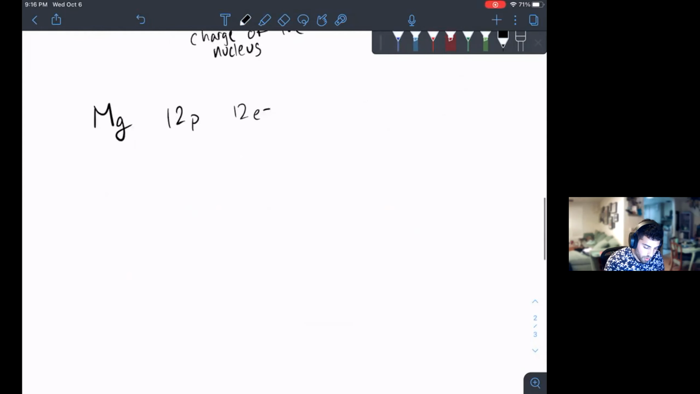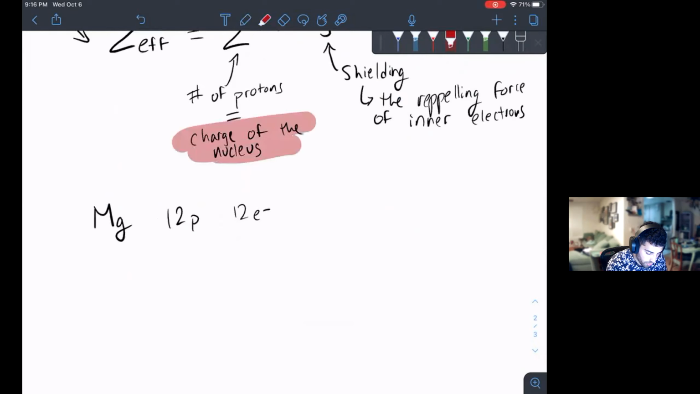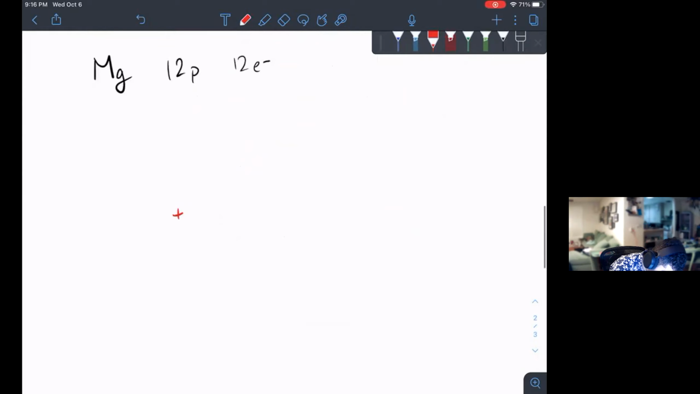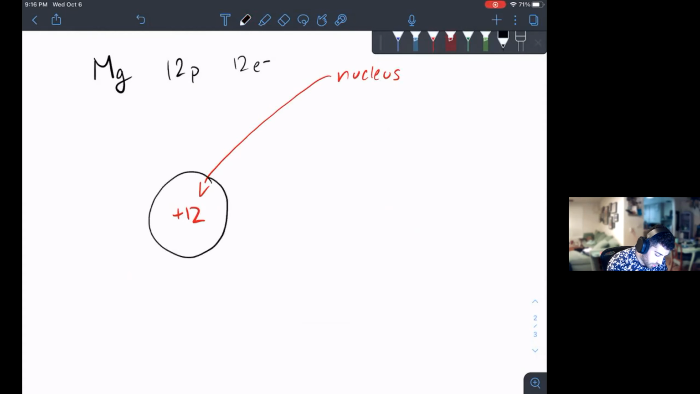So I'm going to draw that here. But instead of writing the nucleus by doing bubbles or writing Mg, no, I'm not going to do that. I'm going to erase all that. All I care about is the charge of the nucleus. And so 12 protons is going to create a plus 12 charge. So that's my nucleus right here. Nucleus. All right, so now I'm going to make my electrons.